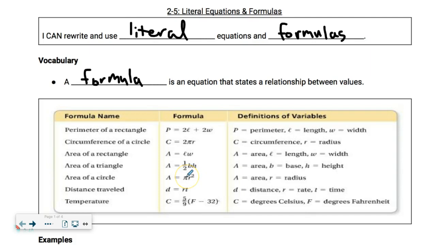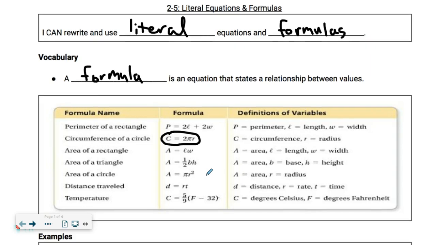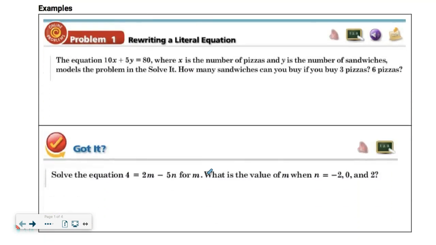I'm sure you've seen most of these. So the idea here is, let's say I wanted to rewrite this one for r. I wanted to solve r equals whatever. I'm going to use inverse operations to move the different pieces away from the r variable so that r stands alone. So you're going to use the rules of algebra, inverse operations, in order to do that. It sounds maybe harder than it really is, but that's why we do the work. So, rewriting a literal equation.